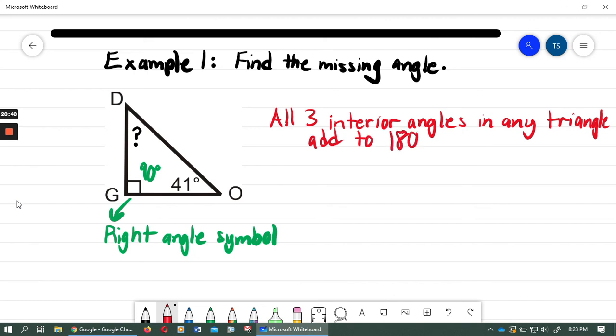So guys, since all three of these angles add to 180 degrees, guess what that means? That means that the measure of angle G plus the measure of angle O plus the measure of angle D. Yes, I'm writing it all out. I'm not just writing the numbers. I'm going to write this out.